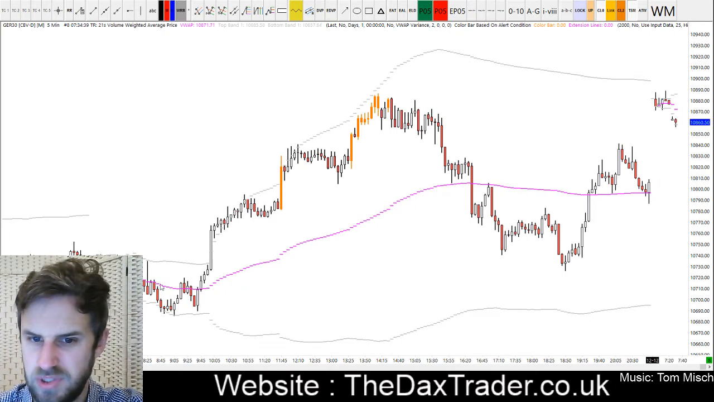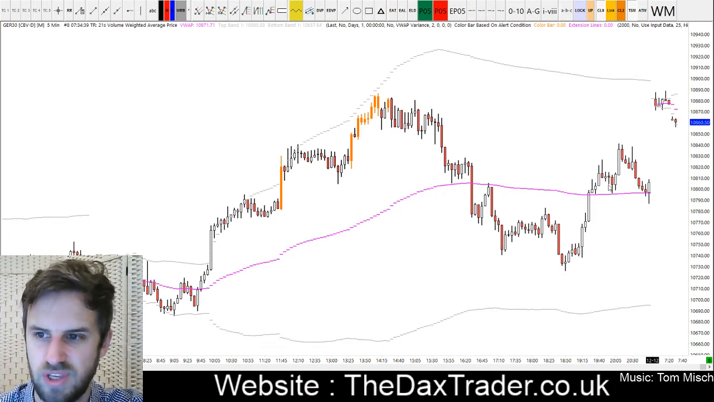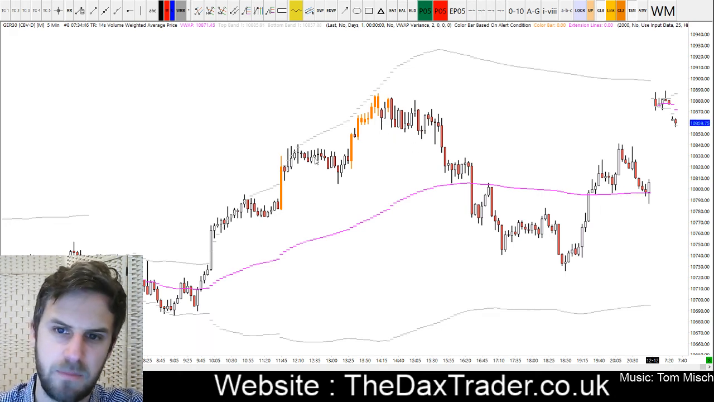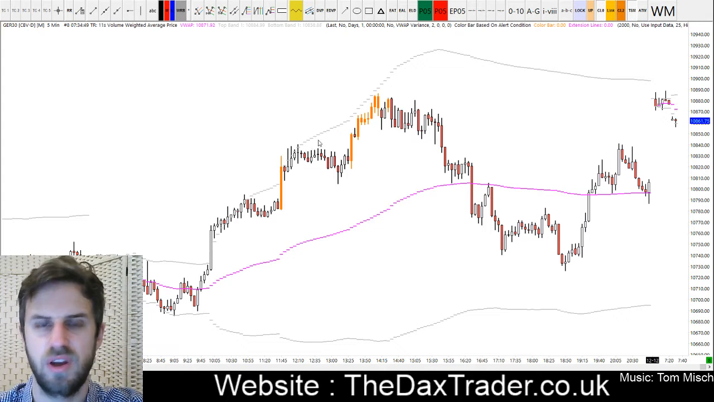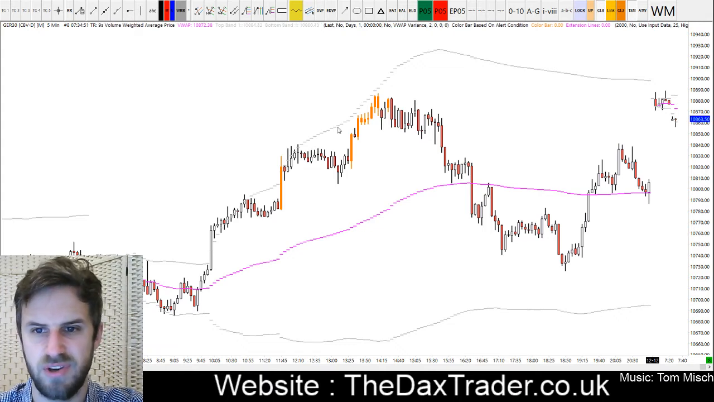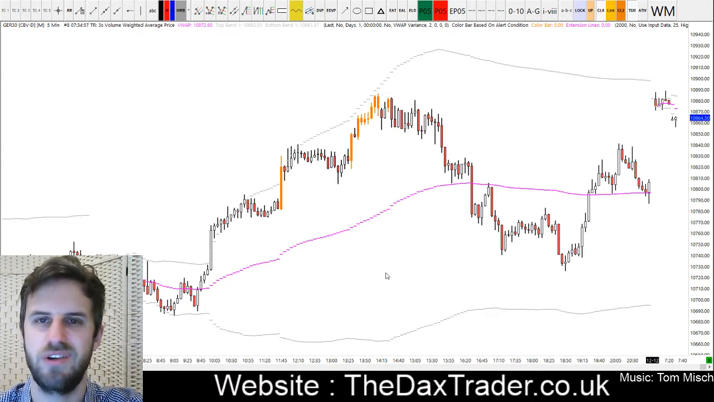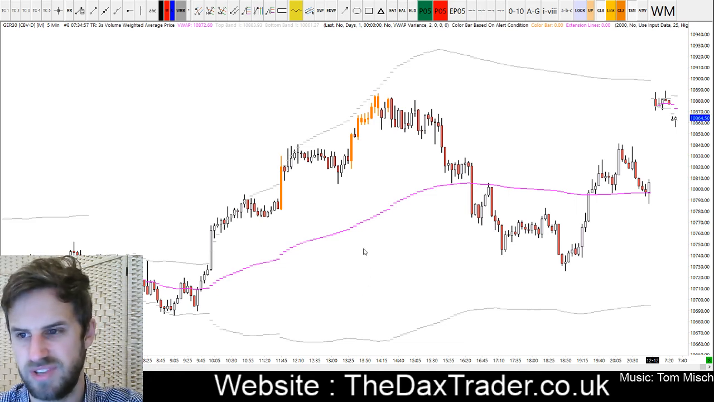And VWAP is used by lots of institutions and lots of algorithms. So that's the blue line in the middle. The outside lines, or the perimeter lines, are the deviation highs and the deviation lows, two standard deviations away from VWAP, and you can see that generally it starts to expand through the session.